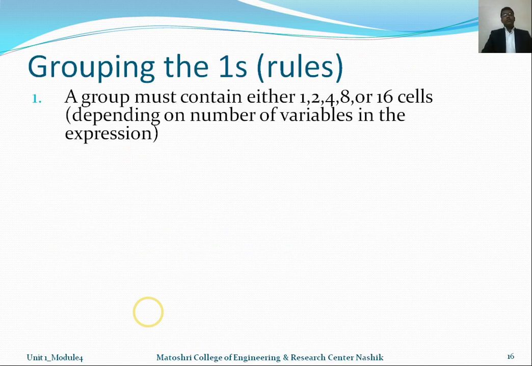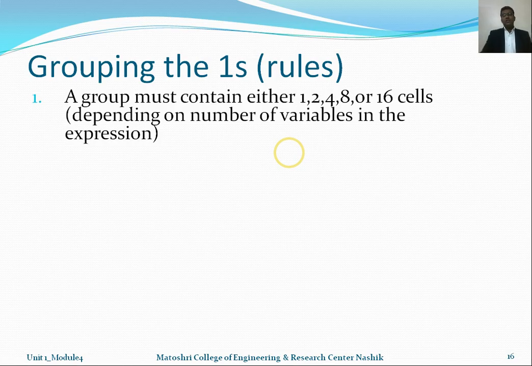Grouping of ones, the rules are there. The group must contain either 1, 2, 4, 8 or 16 cells. We are making a group of 1 also, and a group of 1 variable is called an individual. A group of 2 variables we call a pair. In case of a group of 4 variables, we call it a quad, and in case of 8 variable groupings, we call it an octet. In case of 16 cell grouping, it is nothing but a hexa.